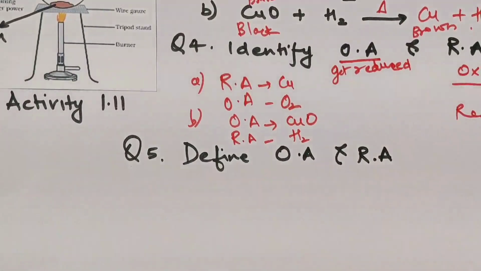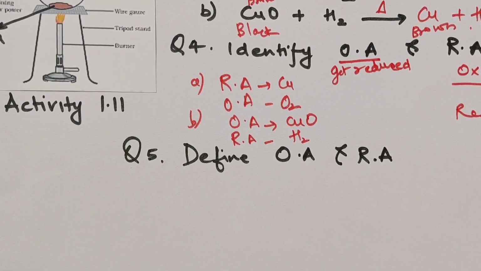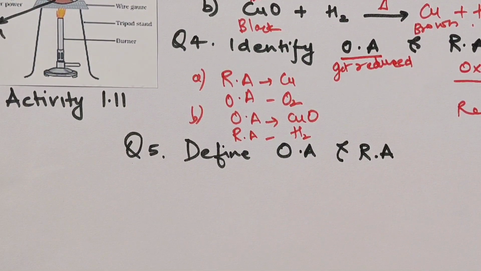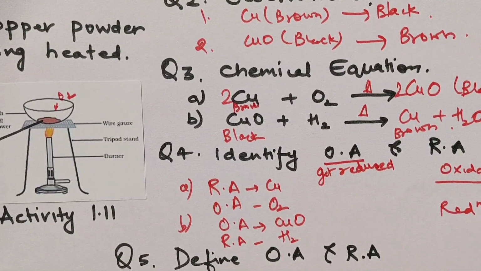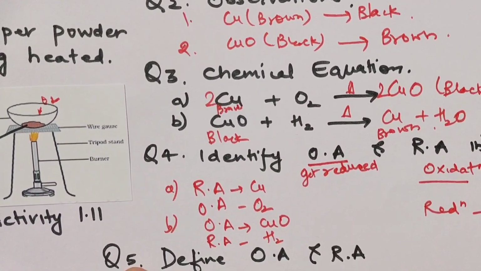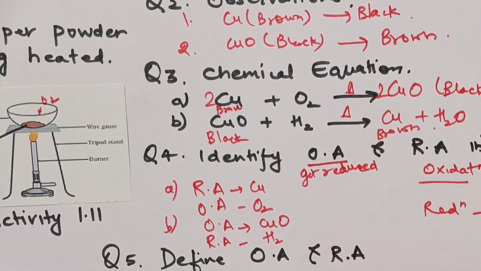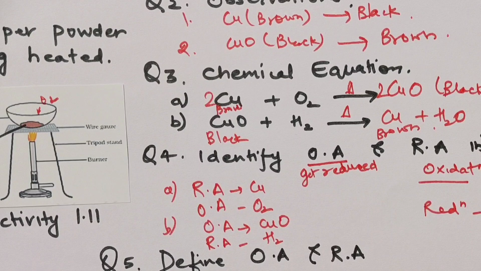Then the last question of the last activity is define oxidizing agent and reducing agent. Just like I said, an oxidizing agent is the one that gets reduced and therefore oxidizes others. A reducing agent is something that gets oxidized itself. And oxidation reduction always take place together. That is why they are termed as redox reaction. That means that if something is getting oxidized, it is reducing the other thing. And if something is getting reduced, it's oxidizing the other thing. There's a give and take that takes place between oxidation and reducing agents. So obviously they have to take place together.